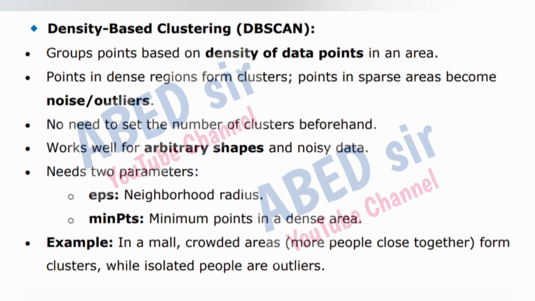Needs two parameters. Eps, the neighborhood radius. MinPts, the minimum points in a dense area. Example, in a mall, crowded areas with more people close together form clusters, while isolated people are outliers.